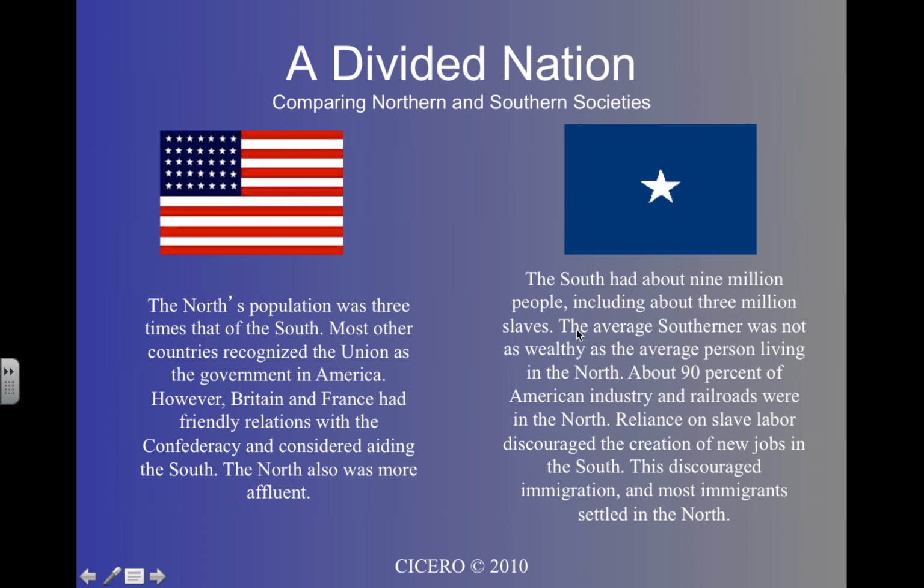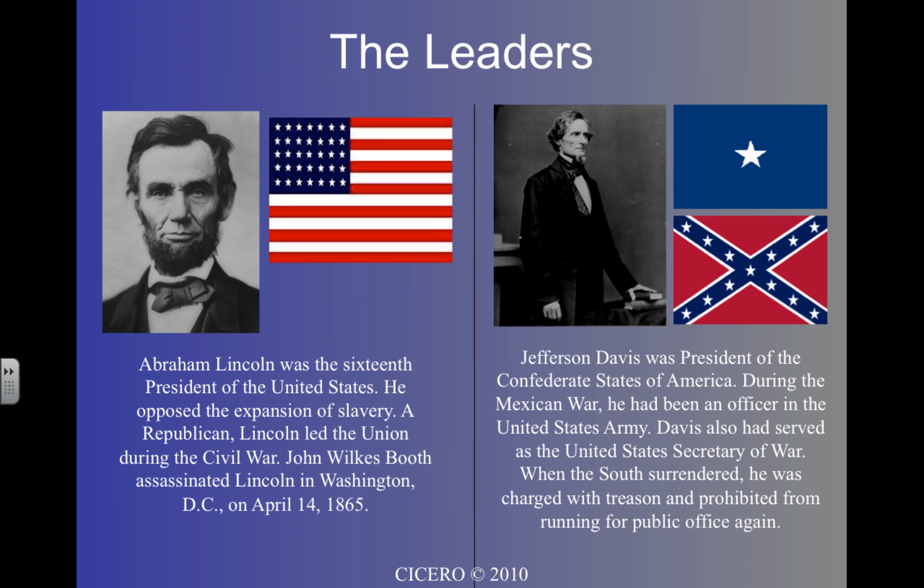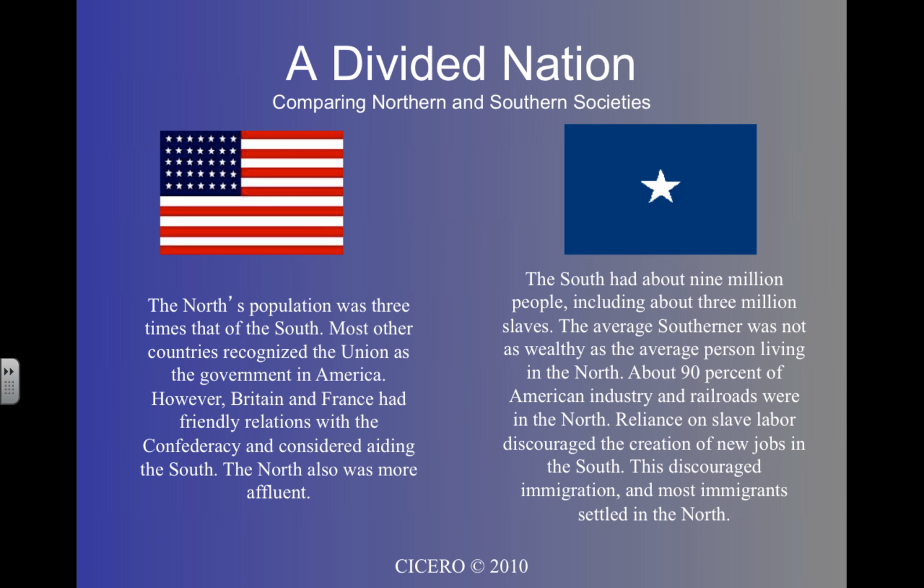As it says here, the South had about 9 million people, but a third of those people were slaves. The average Southerner, like it says, was not as wealthy as the average Northerner. So the average Southern person did not own slaves. It was only that top 5 to 10% of people in the South that owned slaves, although even people that didn't own slaves supported the Confederacy.